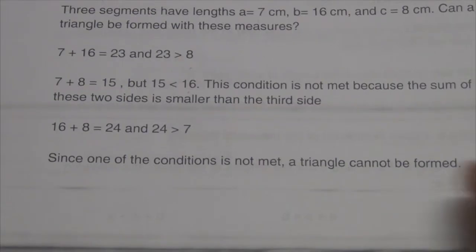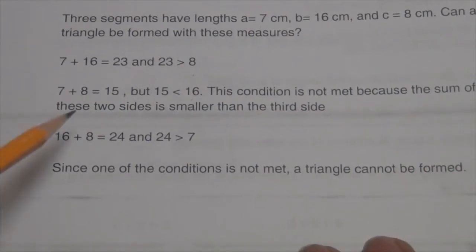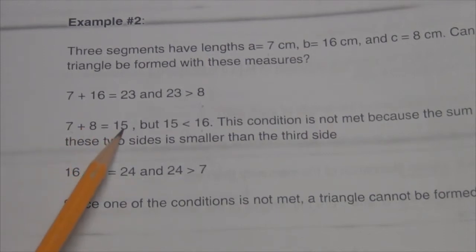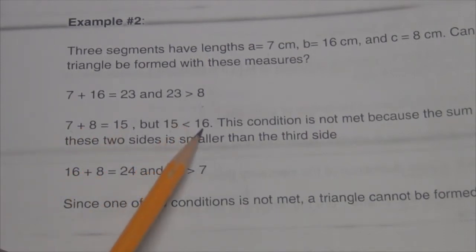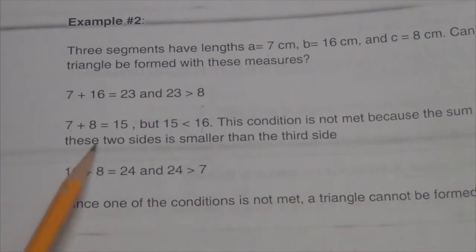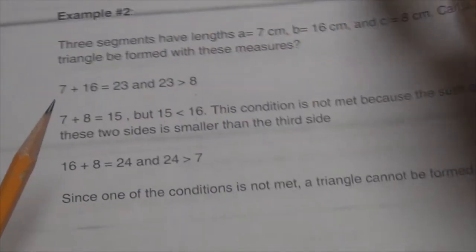Wait, hold on a second. What did I miss? Oh my God. Sorry. Let's go back here. 7 plus 8 is 15. Is 15 greater than 16? No. Oh, so guess what? This condition is not met because of these two sides. The sum of these two sides is smaller than the third side. So a triangle cannot be formed.